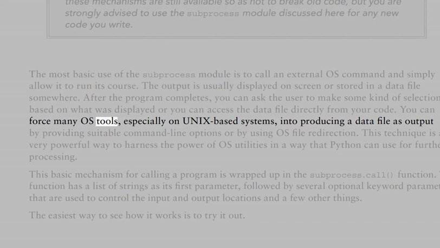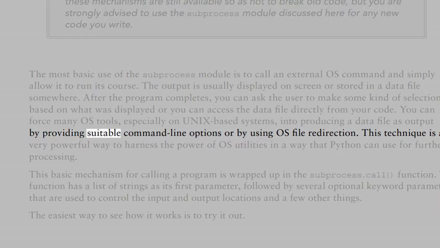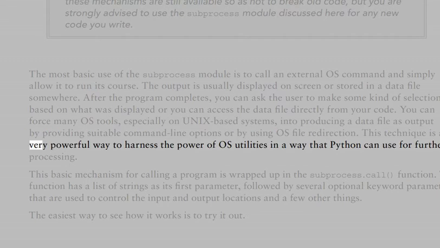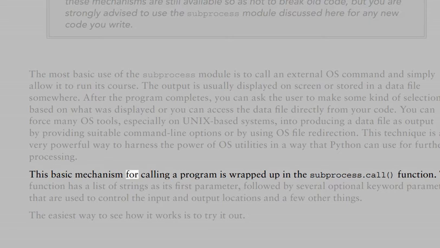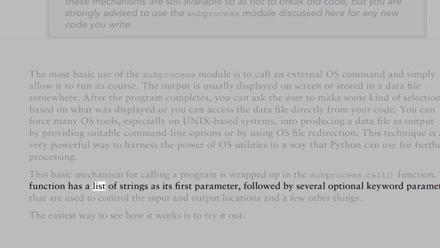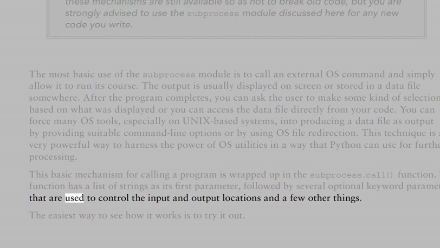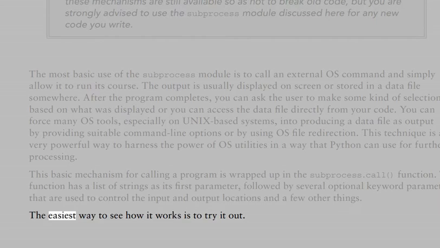You can force many OS tools, especially on Unix-based systems, into producing a data file as output by providing suitable command line options, or by using OS file redirection. This technique is a very powerful way to harness the power of OS utilities in a way that Python can use for further processing. This basic mechanism for calling a program is wrapped up in the subprocess.call function. This function has a list of strings as its first parameter, followed by several optional keyword parameters that are used to control the input and output locations, and a few other things. The easiest way to see how it works is to try it out.